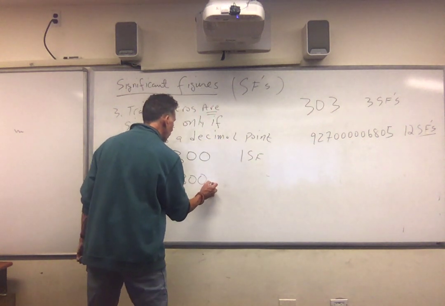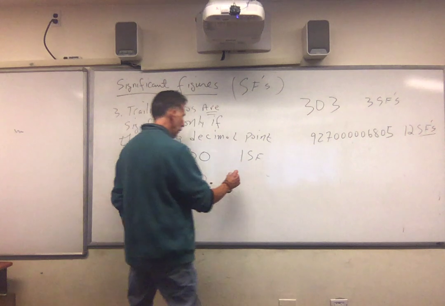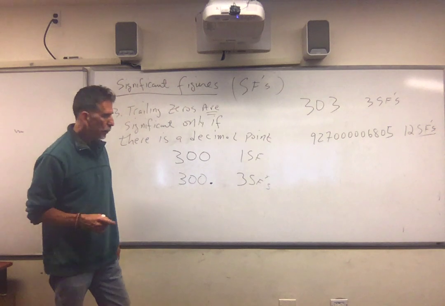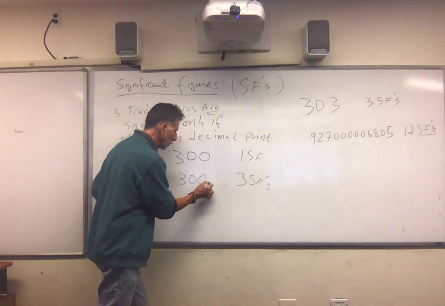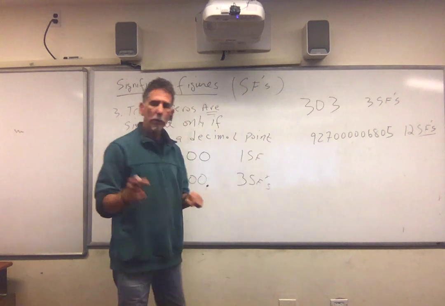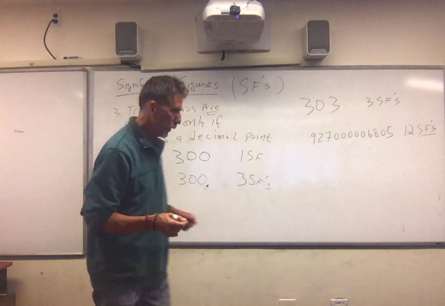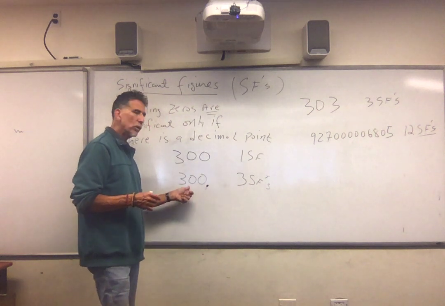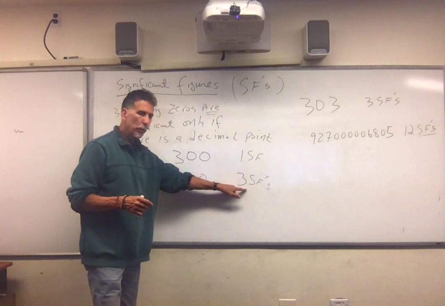300 with a decimal place, now there's a decimal place. The trailing zeros are significant, so this would have 3 significant figures. Okay? Pay attention to your paper. How many now? 1 significant figure. How many now? 3 significant figures. Now, 1 significant figure. So, make sure there's no fly on your paper that decides to fly away because it'll change your answer. 3 significant figures, 1 significant figure. Simple.